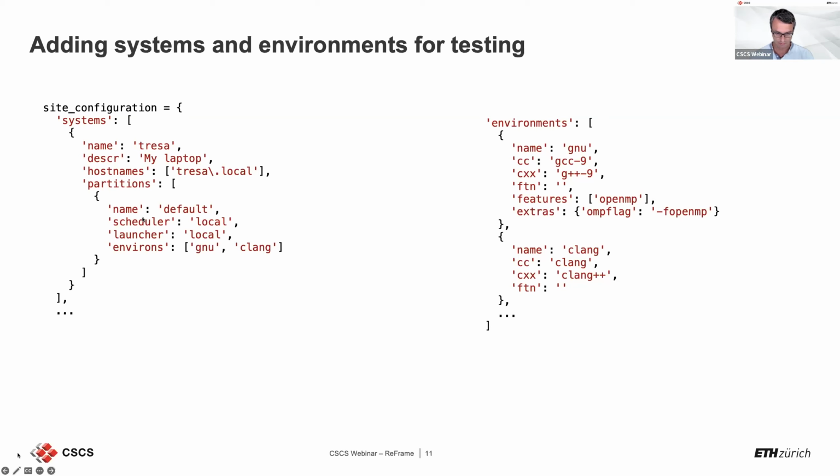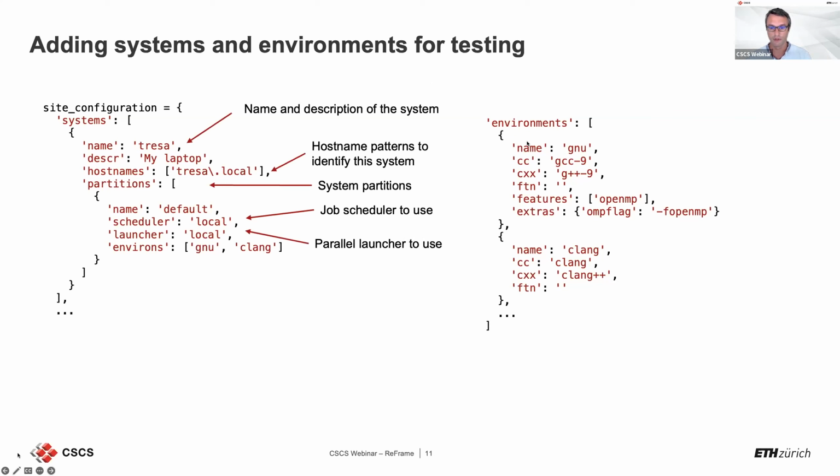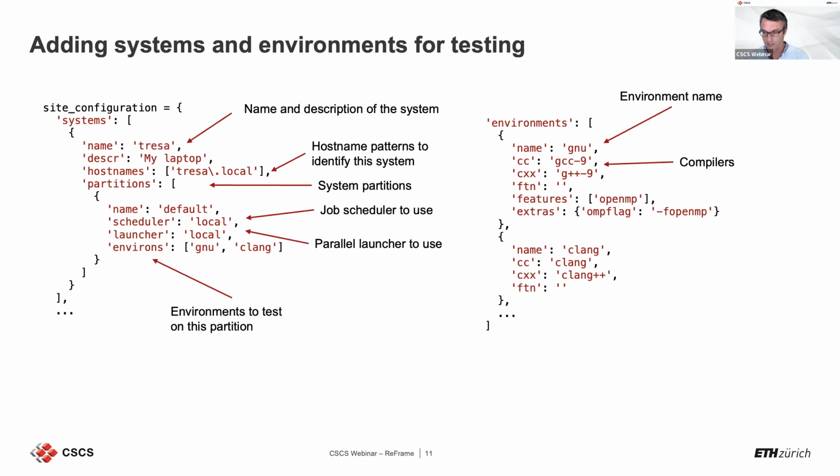And then you define partitions. In that case, just a local one that uses a local scheduler, local launcher. So no Slurm, no mpirun or parallel launcher, etc. And here you define the environments if you want to test for this system or this system partition, which you eventually define in a later section in the configuration. I have annotations here. You give a name, what the compiler command to use is, and you can add arbitrary features or extras, which you can then select within your test.